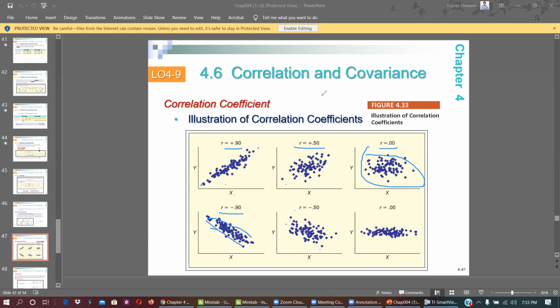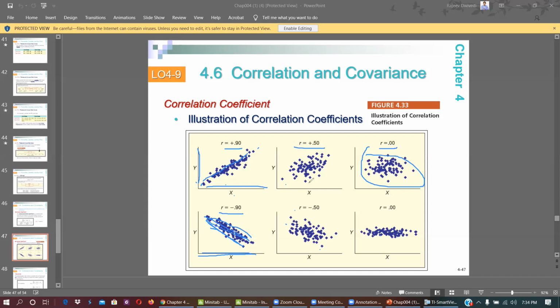Let's say you have income and spending. If your income is increasing, certainly your spending is increasing. That is a positive relationship. What is a negative relationship? Suppose your income is increasing but your spending is decreasing, that is a negative relationship. Suppose you are increasing something but you are decreasing something, that is a negative relationship.